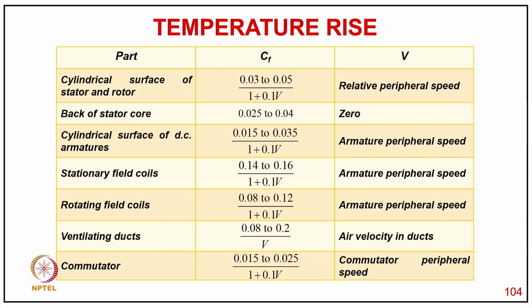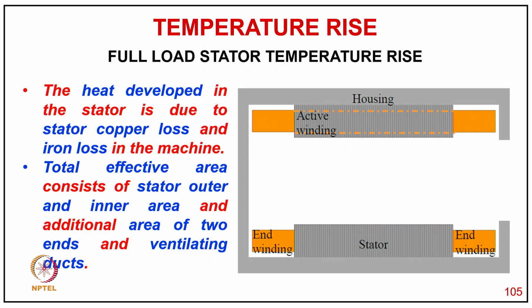So here you have this cooling coefficient for different parts, corresponding typically to the velocity. For the cylindrical surface of the stator and rotor, Cf equals 0.03 to 0.05 divided by 1.5, similar to the back of iron. Then it is given for the cylindrical surface of the DC armature, stationary coil, rotor field coil, ventilator, and commutator. So these are the empirical relations, after long calculations, for the cooling coefficient of different parts of the rotating machine. Now coming to the full load stator temperature rise.